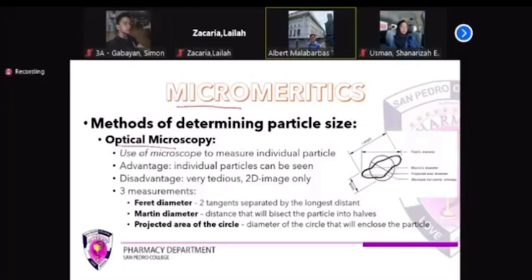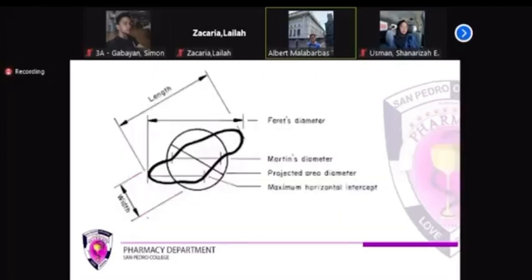From the name itself, the use of a microscope to measure the individual particle size. Now, what do we look at under optical microscopy? We have Feret, Martin, and projected area diameter. Now, what is Martin diameter? For Martin diameter, just remember Martin, who likes to split things. He likes to divide food.